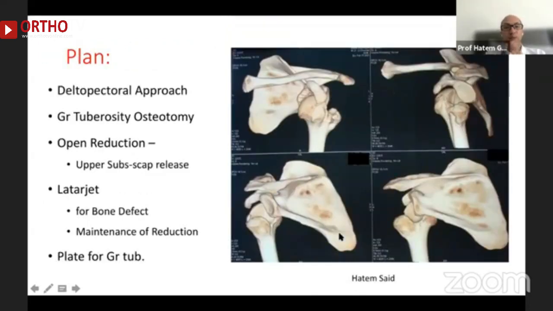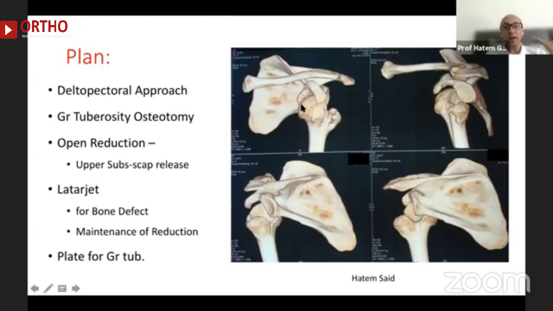So the plan was to do a deltopectoral approach. We initially thought, should we do a lateral splitting, but I know that it's very difficult to reduce. So we did a deltopectoral approach. We decided obviously that the greater tuberosity must be reduced. The cuff, the supra and infraspinatus, is attached to that.